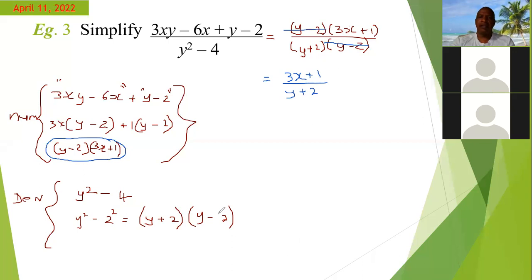Yes, sir. And then now, after we factorize the denominator, whatever factors we get, we put them in the denominator. You follow? Yes, sir. Right, so that's what we did. We took the numerator and factorized it, and whatever factors we get, we put back in the numerator. We took the denominator, factorized it, and whatever factors we get, we put in the denominator. Then we cancel like expressions.